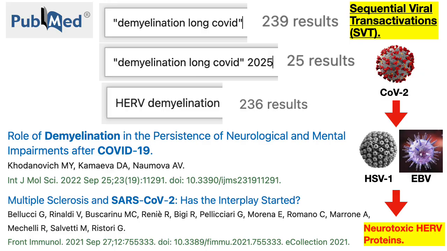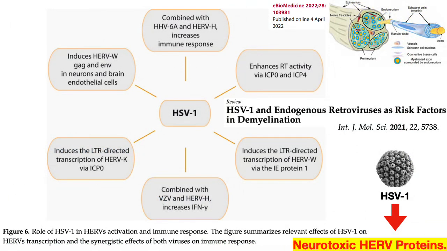Again, looking at this material through the lens of a process, sequential viral transactivation, starting with the COVID-2 infection, reactivation of herpes viruses, transactivation of HERV viruses, and the production of toxic, neurotoxic HERV proteins, producing demyelination. And here is one of the figures from the paper we will go into more detail in part 3 of this discussion. Role of HSV1 in HERV's activation and immune response. The figure summarizes relevant effects of herpes simplex virus 1 on HERV's transcription and the synergistic effects of both viruses on immune response. Again, the concept of combined viral pathogenesis arising from sequential viral transactivation.